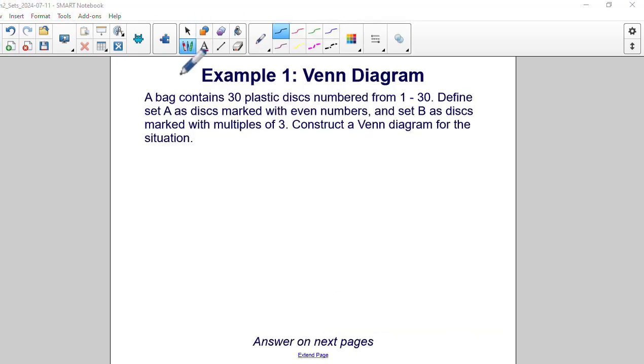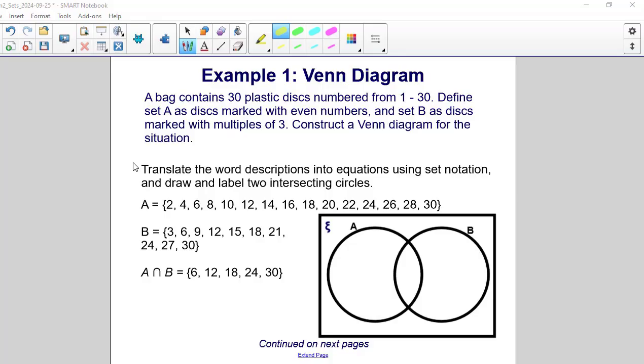Example 1, Venn diagram. A bag contains 30 plastic discs numbered from 1 to 30. Define set A as discs marked with even numbers and set B as discs marked with multiples of 3. Construct a Venn diagram for this situation. Translate the word descriptions into equations using set notation and draw and label two intersecting circles.